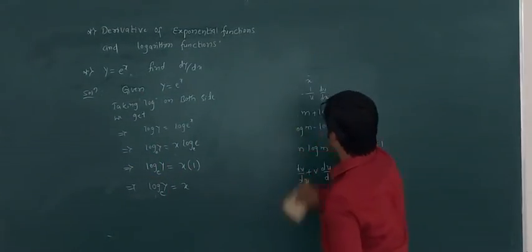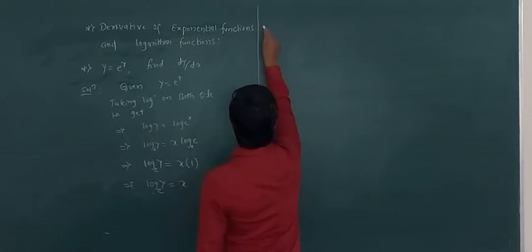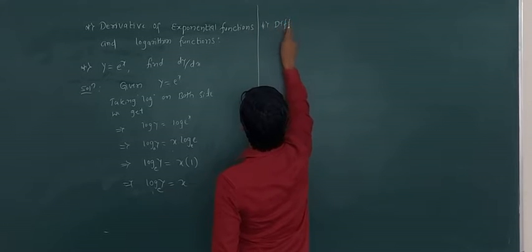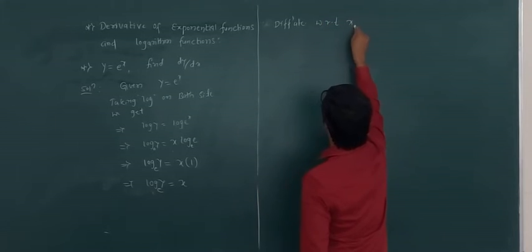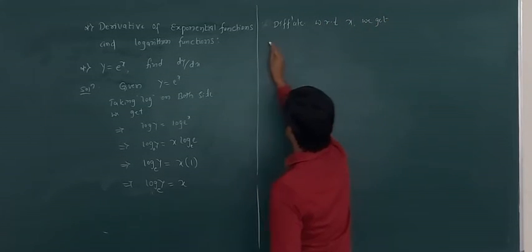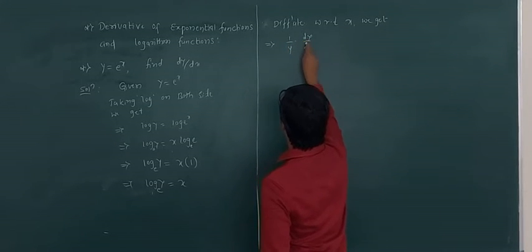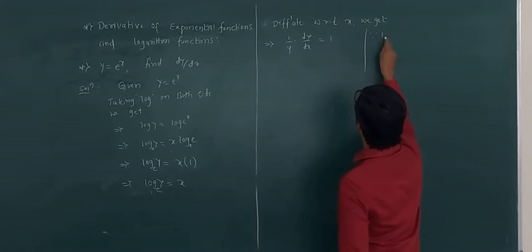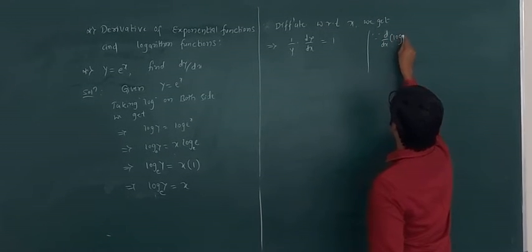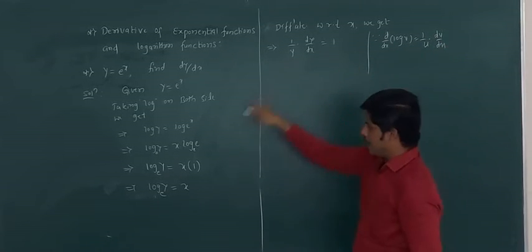Next, now differentiate the given function. Here differentiate with respect to x. We get the differentiation of log y is 1 by y into dy by dx, is equal to, x differentiation is 1, because we know that d by dx of log u is equal to 1 by u into du by dx for the RHS part.